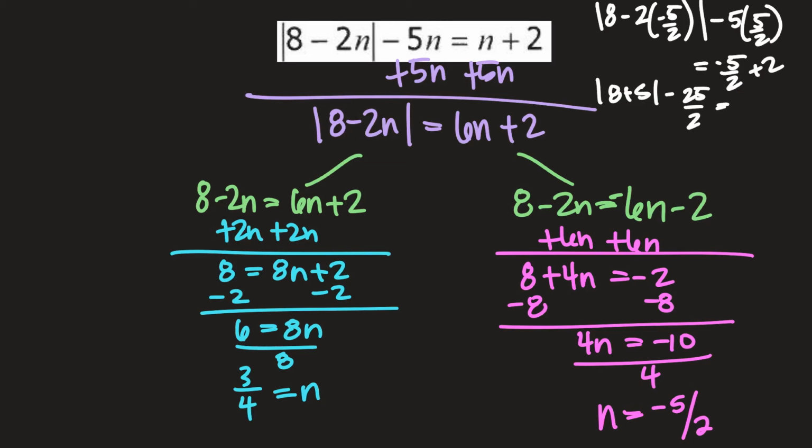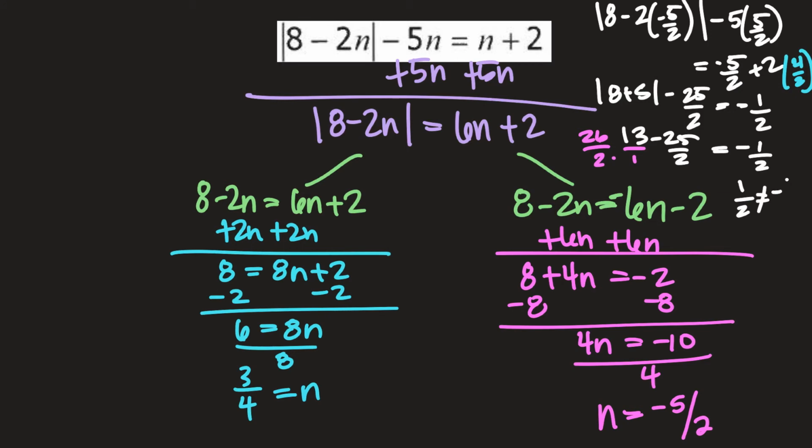So make this a common denominator. So 2 is equivalent to 4 over 2. So a negative 5 over 2 plus 4 over 2 is a negative 1/2. So 8 plus 5 is 13 minus 25 over 2 is equal to negative 1/2. So again, we need to make this a 2. So that would be a 26. So 26 over 2 minus 25 over 2 is a positive 1 over 2, which is not equal to a negative 1 over 2.